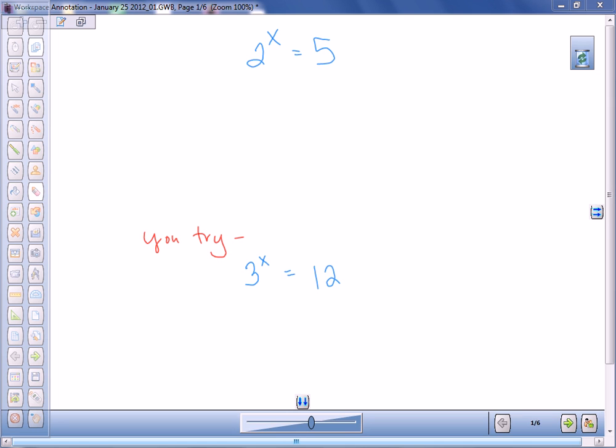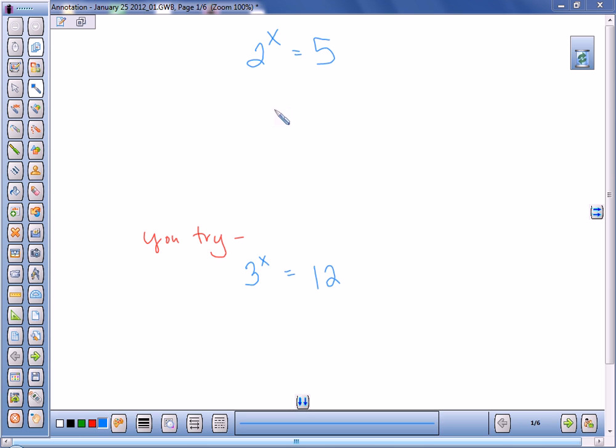What do we use to solve for an exponent? Logarithms. Okay, so as soon as it pops back up, since we use logarithms to solve for exponents, we're going to take the log of both sides here.